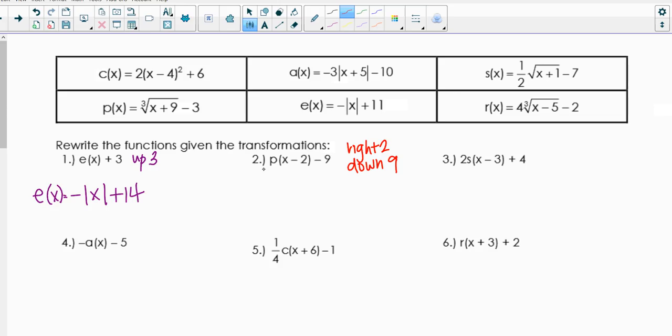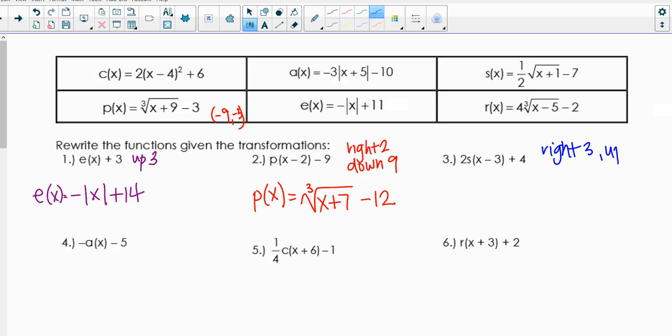Okay, so if you look at number 2, let's see, we have p of x, so that's this one. Okay, well, your critical point right now is the point -9, -3. I want to go right 2 units from that. So if I'm at -9 and I want to go right 2 units, then I'm really going to be at -7. So p of x would be the cubed root of x plus 7. And then I want to go down another 9. So I'm at -3, down another 9 would be -12. So essentially, mathematically, it's working out, right? I'm subtracting 2 from the inside. I'm subtracting 9 from the outside.